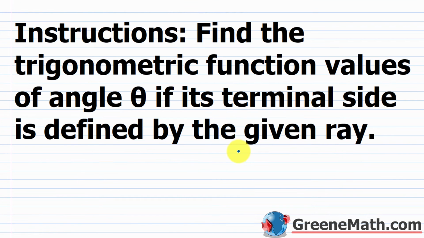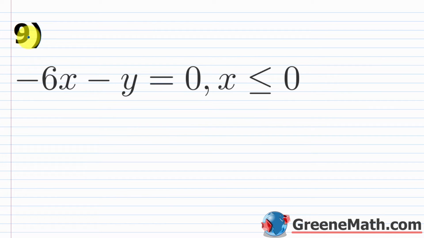All right, for the next two problems, the instructions say we want to find the trigonometric function values of angle theta if its terminal side is defined by the given ray. So we have this problem 9 here, where we're given negative 6x minus y is equal to 0, where x is less than or equal to 0. For this one, you have to do a little bit more work, but it's the same as the other problems we've been working on. Essentially, you need to figure out what is the x value, what is the y value, what is the r value, and then plug into your 6 trigonometric functions. That's all you're going to do.